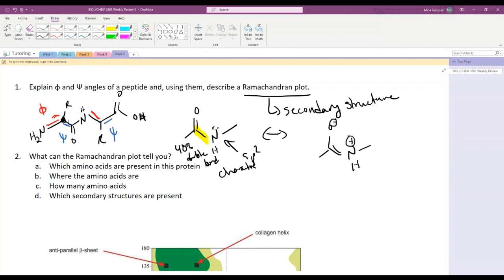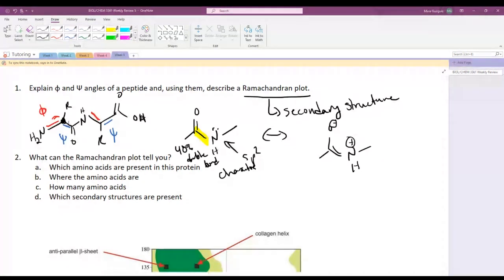Number 2 asks us what the Ramachandran plot tells us. So it doesn't tell us about which amino acids are present in the protein, but it gives us some indications, and I'd like to get to that a little bit later. The right answer, as I said earlier, is D. It's which secondary structures are present.